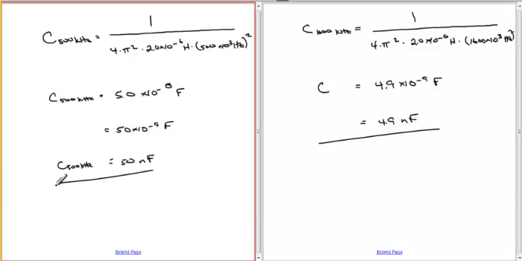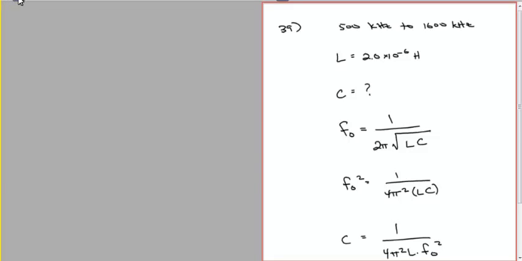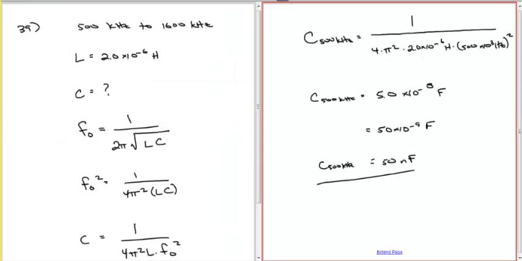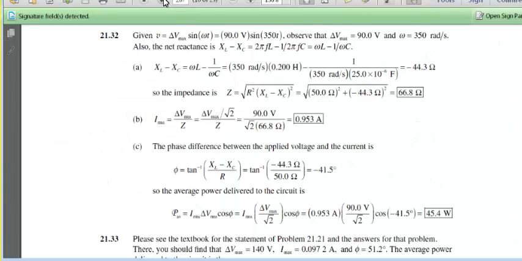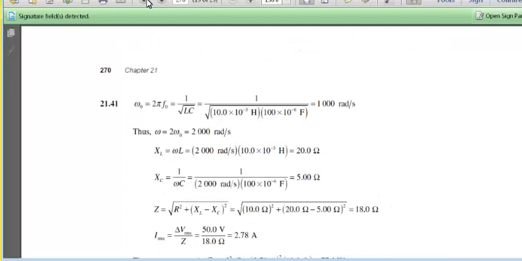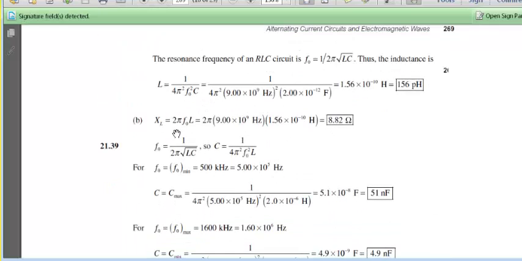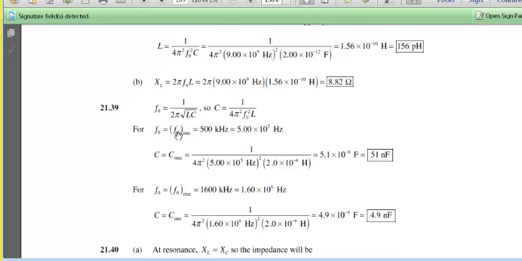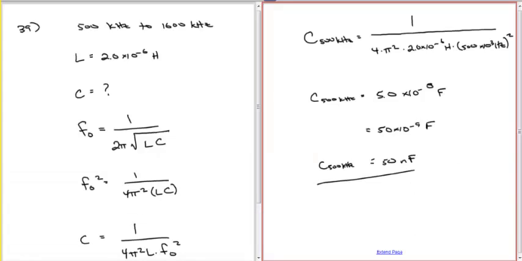Okay, so we take 1 divided by 4 divided by pi squared divided by 2e to the minus 6 divided by the quantity 1600 e to the third, squared. And I get 4.9 times 10 to the minus 9th farads, which is 4.9 nanofarads. So that would be the range: 50 nanofarads to 4.9 nanofarads. What problem was that? I've already forgotten. Number 39. Okay, let's look at the answer in the book. 51 nanofarads, 4.9 nanofarads. I have succeeded again.